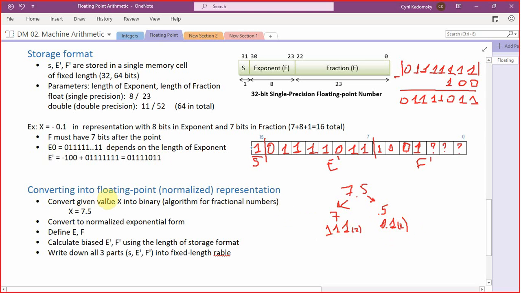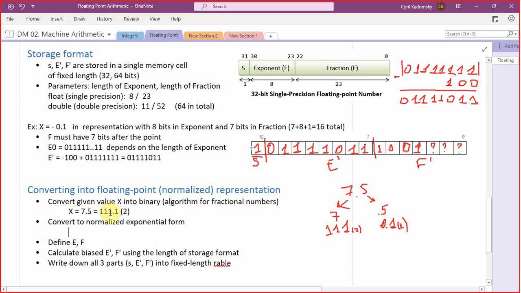Okay, so our number is then 111.1 in binary. Now convert to normalized exponential form. Well, it sounds tricky, but actually it's quite easy.